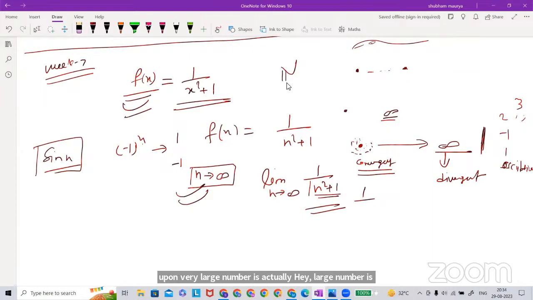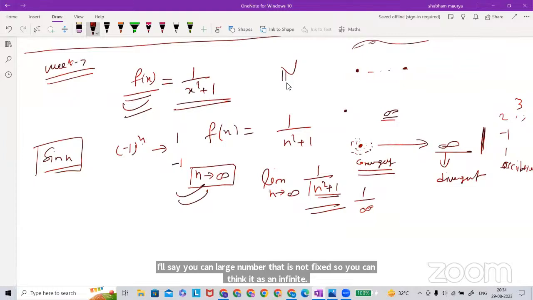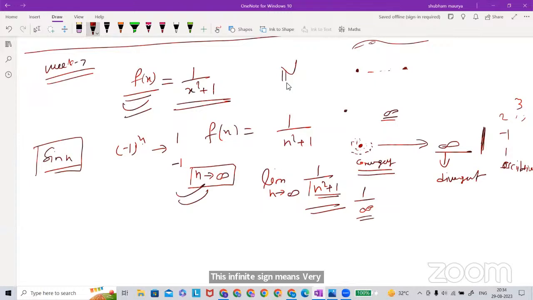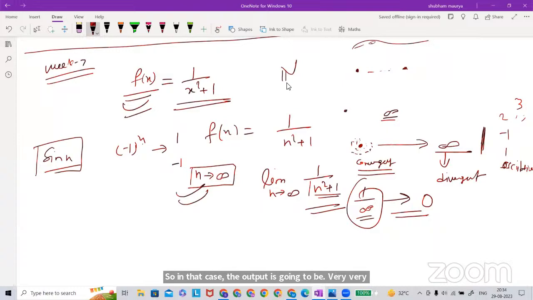also very small. A large number that is not fixed, you can think of it as infinity. This infinity sign means a very large number. It is not fixed, but we know that it is going to be a very, very large number. In that case, the output is going to be a very, very small number. So that is written as approaching 0: the limit as n goes to infinity is 0.